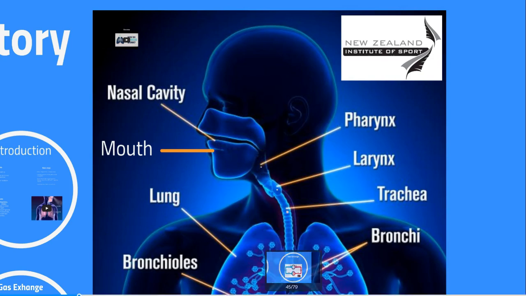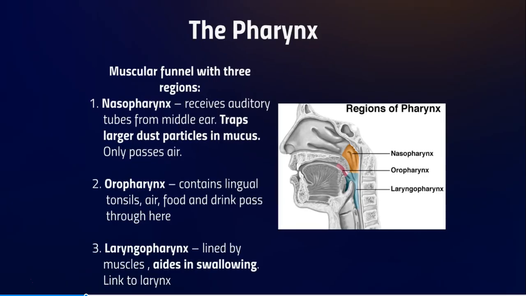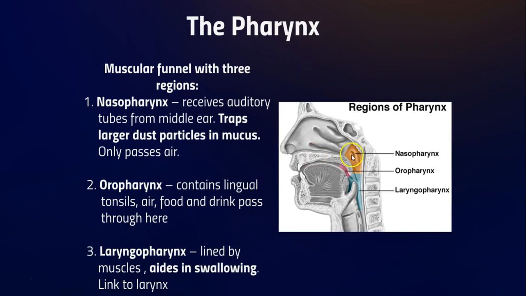So the pharynx, better known as the throat, is actually a muscular funnel divided into 3 regions that you can see here. Right at the back of the nose, or the nasal cavity, we've got then the connecting part between the mouth and the nasal cavity here, and then we have this lower portion here that links onto the larynx. So you have the nasopharynx, the oropharynx, and the laryngopharynx, a muscular funnel that has a couple of key roles.